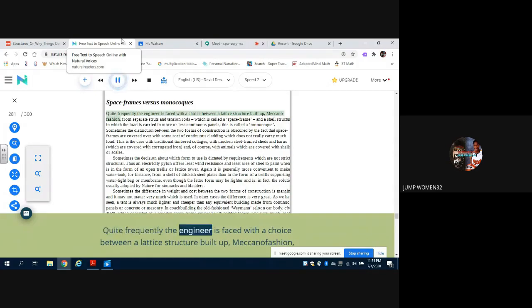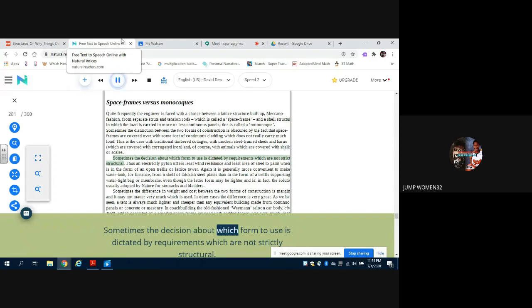Quite frequently, the engineer is faced with the choice between a lattice structure built up from separate struts and tension rods, which is called a space frame, and a shell structure in which the load is carried in more or less continuous panels, this is called a monocoque. Sometimes the distinction between the two forms of construction is obscured by the fact that space frames are covered over with some sort of continuous cladding which does not really carry much load. This is the case with traditional timbered cottages, with modern steel-framed sheds and barns, which are covered with corrugated iron, and, of course, with animals which are covered with shells or scales.